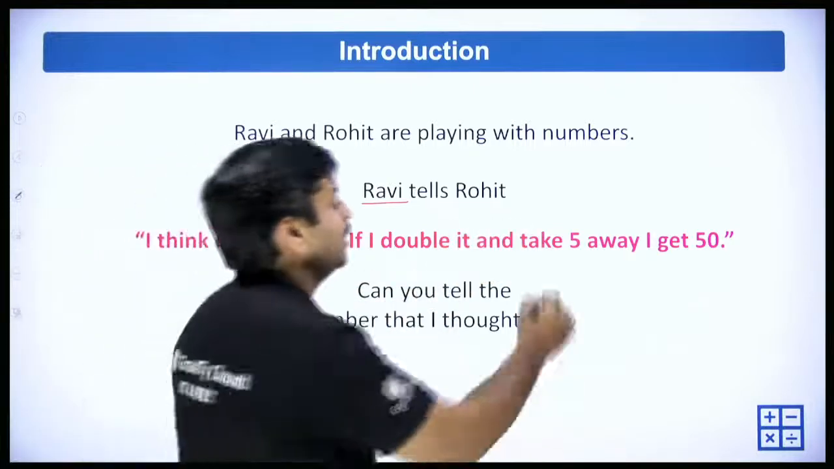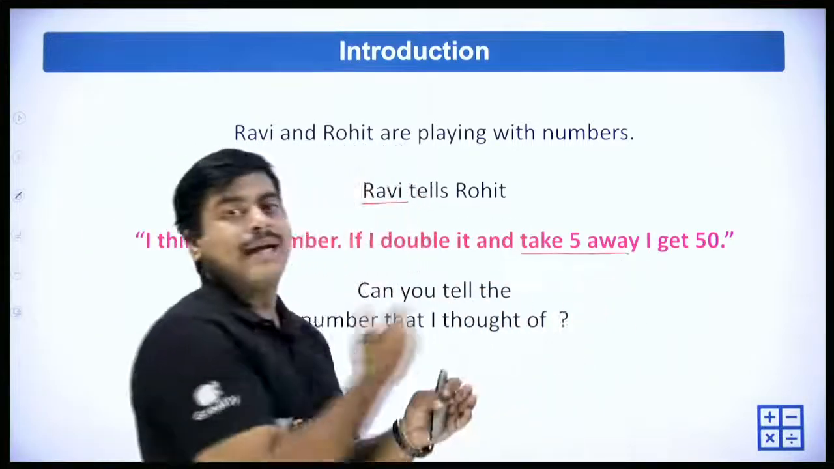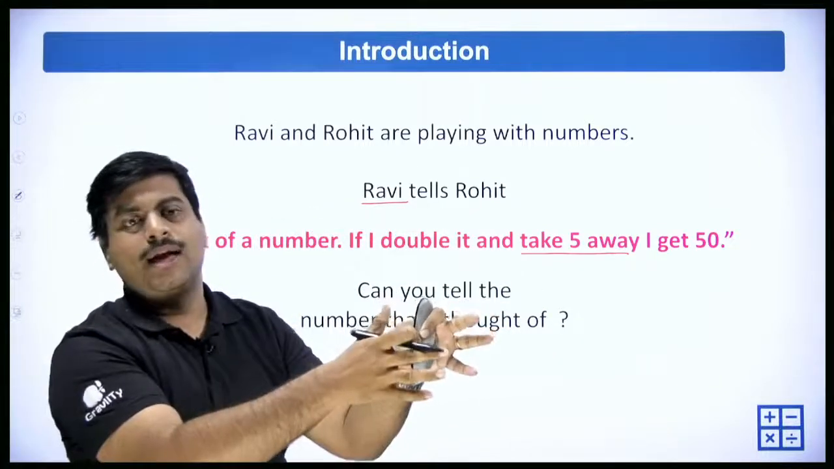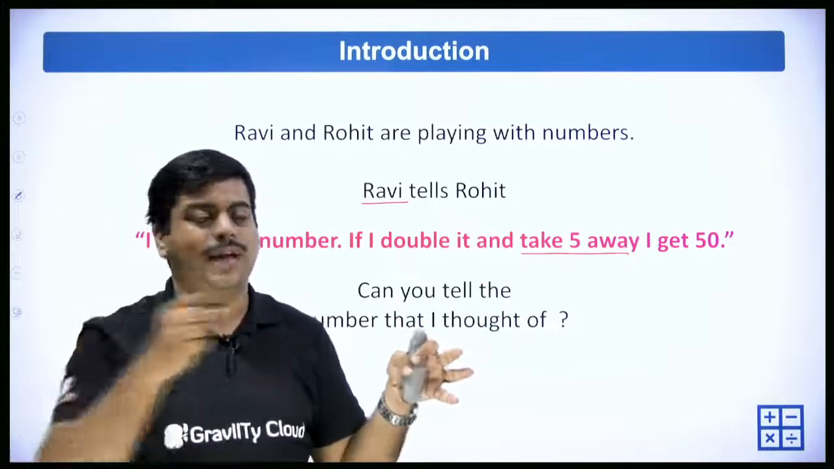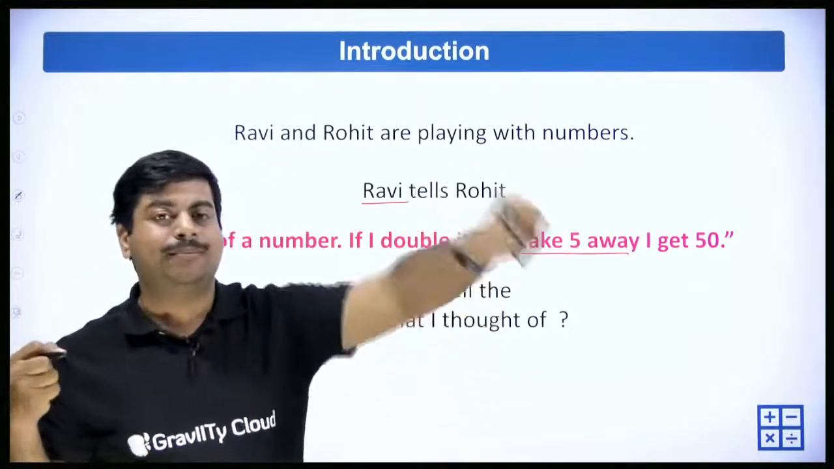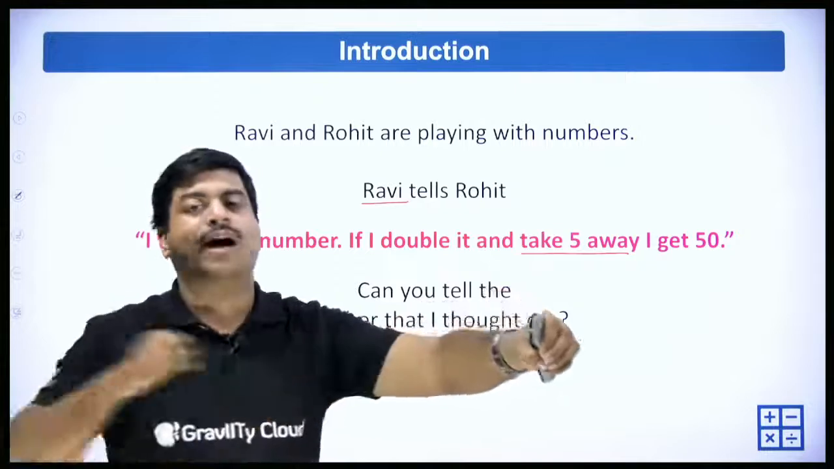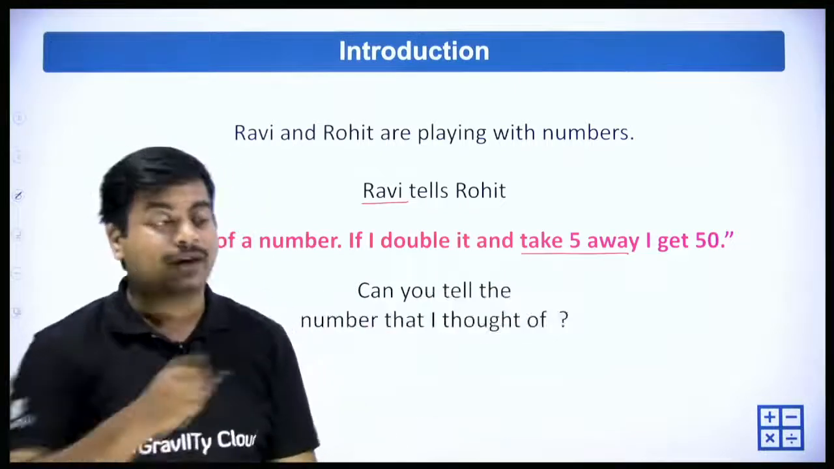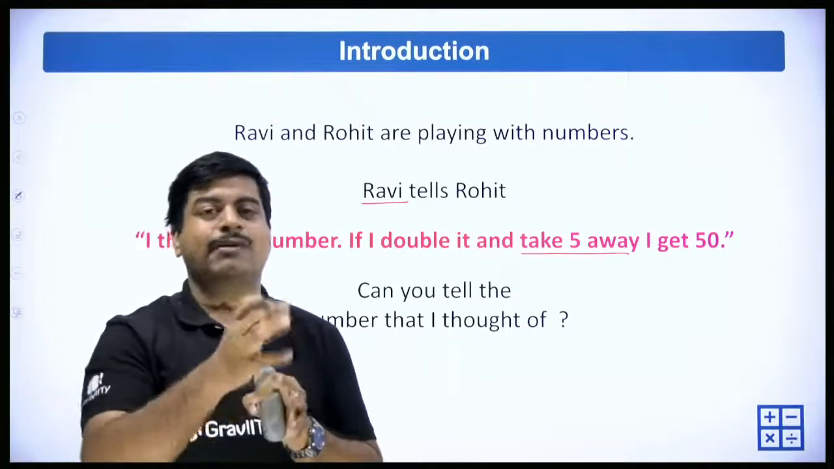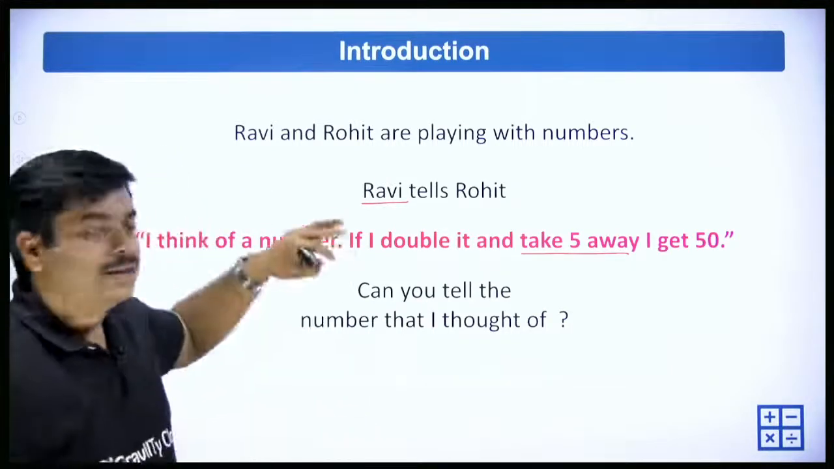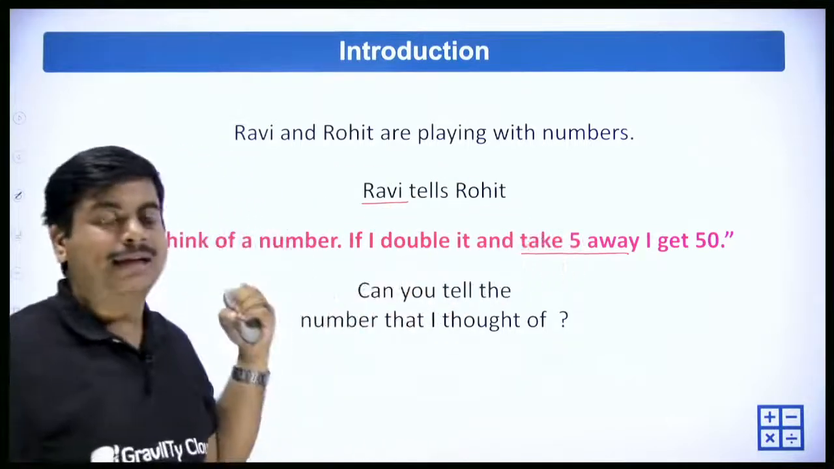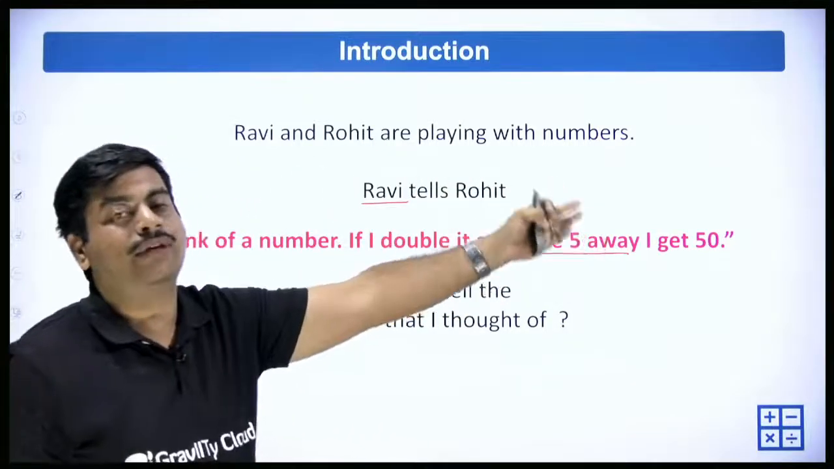And take away means we are subtracting. Taking away, for example, you have 10 chocolates. I'm taking 5 from that. I'm taking 5 chocolates away. That means we are subtracting from 10. I'm taking 5, so you're left with only 5. If I take 2, you're left with 8. So taking away means subtracting. Double means multiplied by 2, taking away means subtracting.